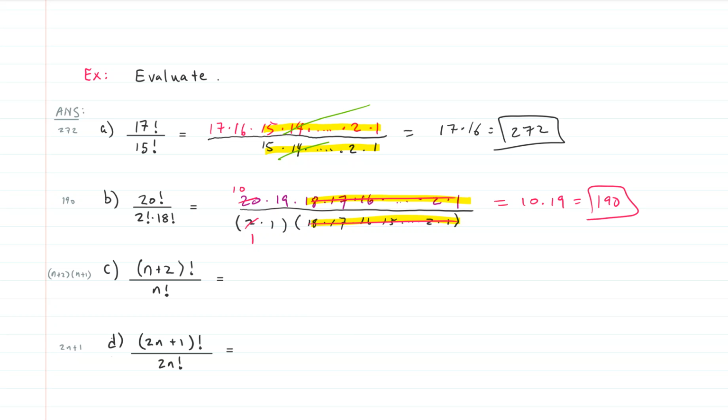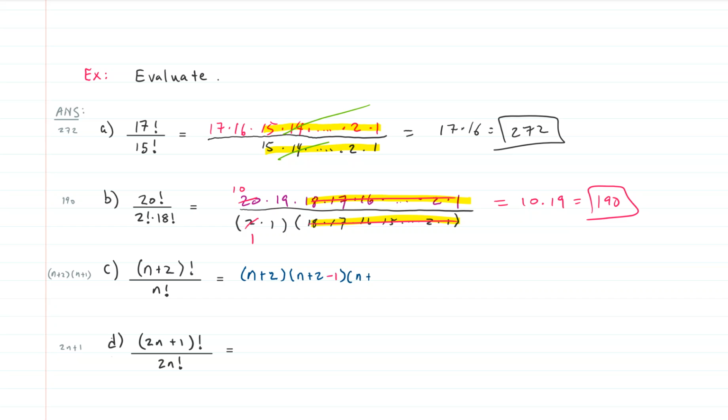Fantastic. Let's do example C. We have n plus 2 factorial. That's kind of weird. What do we do with that? Well, we treat it just like we did all of the rest of them. So we would take n plus 2, that's the term that we currently have, and then, just like before, we subtract 1. So we have n plus 2, and then we have a minus 1.